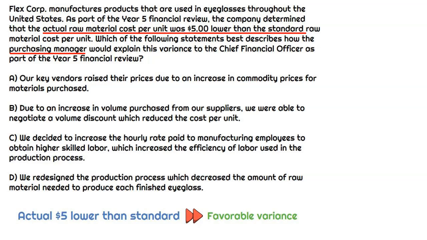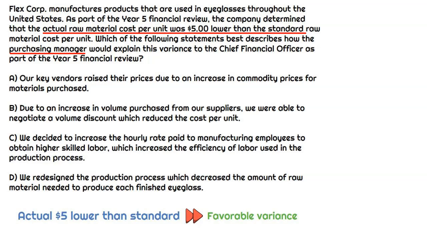So I really like this type of question. A lot of variance questions are focused purely on calculations. This one really makes you think, okay, how can I interpret this result? What is a valid reason for why we're seeing this business result? It really puts you in the mindset of being in this production process in a role as a purchasing manager. So let's get after it.